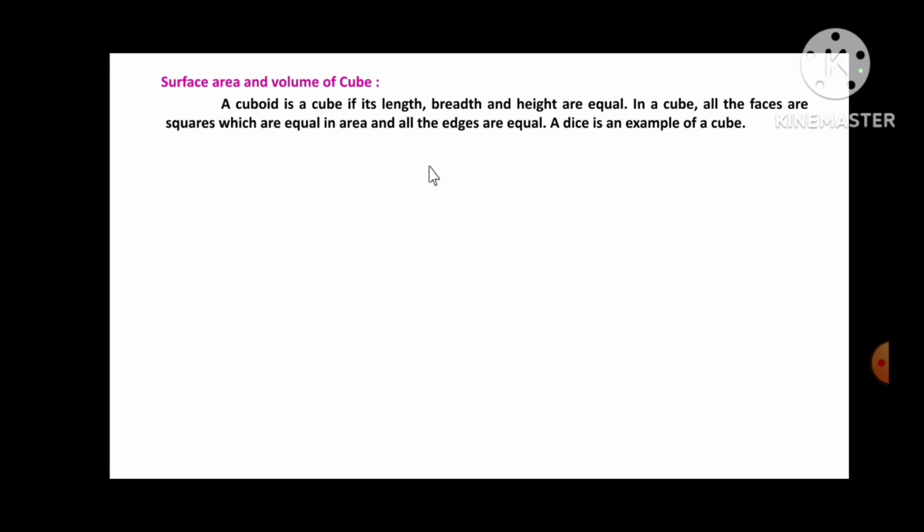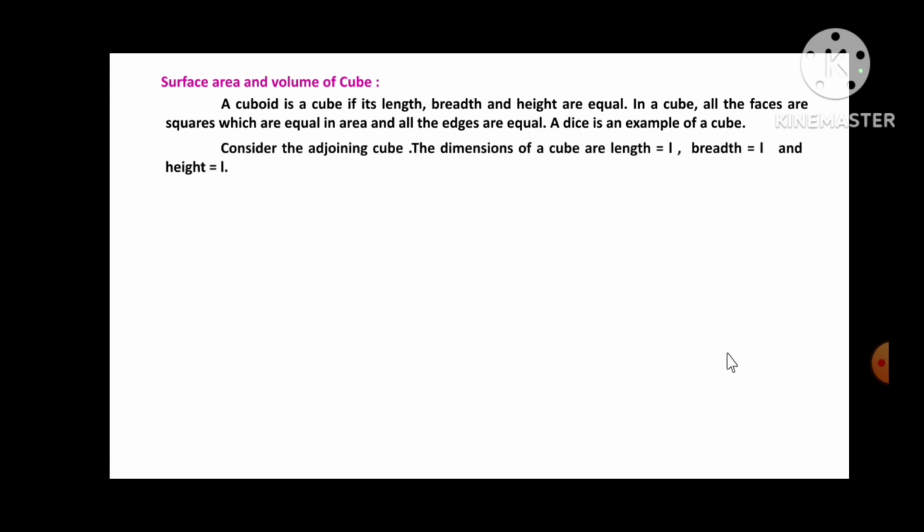The next is surface area and volume of a cube. We know that a cuboid becomes a cube if its length, breadth and height are equal. In a cube, all the faces are squares which are equal in area and all the edges are equal. A dice is a best example of a cube. Consider the adjoining figure. The dimensions of this cube are length L, breadth also L and height also L. So the 3 dimensions are equal.